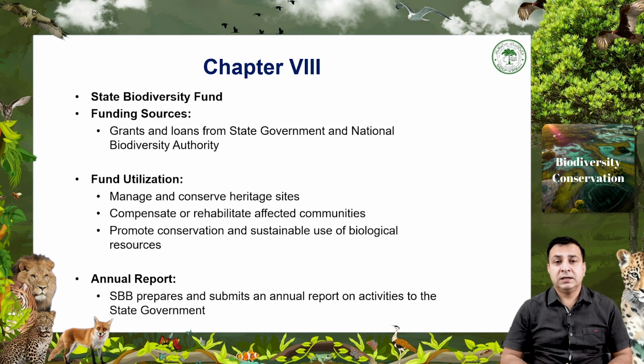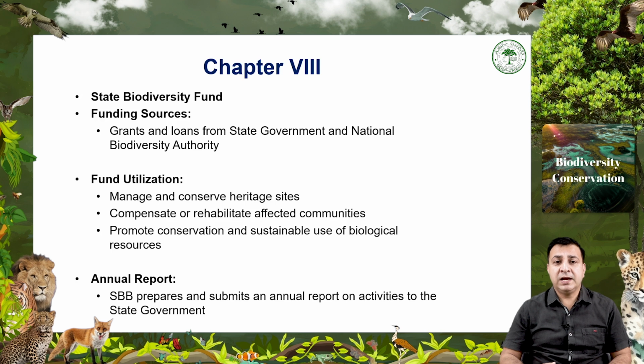Another is chapter 8. Chapter 8 talks about the state biodiversity funds. State biodiversity funds also need to be established, and the purposes of these funds are the same as the national fund: to receive grants and loans from the state governments and the National Biodiversity Authority, and to receive sums from other sources as decided by the state governments.